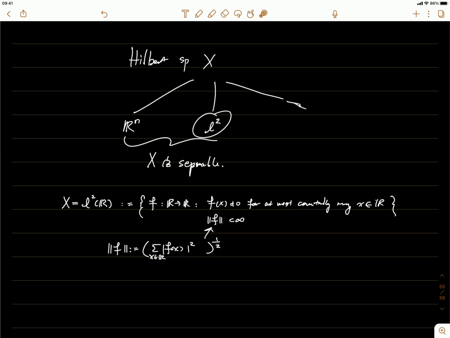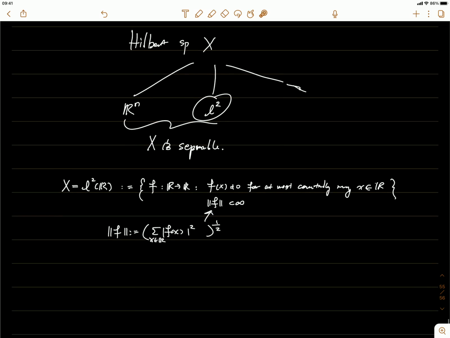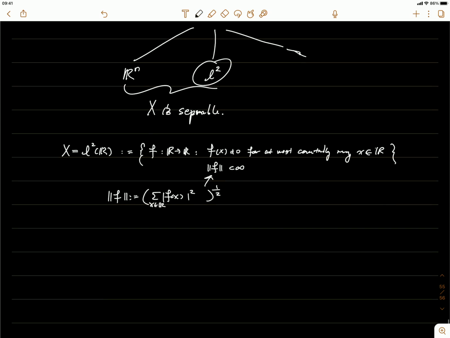And if this X is a set of functions f like this, then we can easily show that the X is not separable, meaning that it doesn't have a countable basis. The reason is, it's easy to show that this is a Hilbert space, because we can actually get the inner product from this norm.